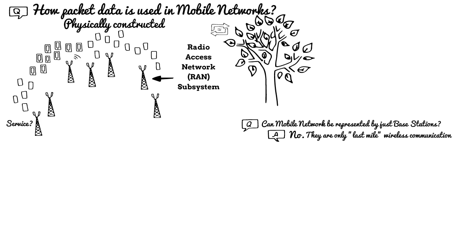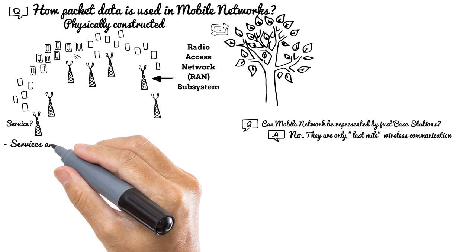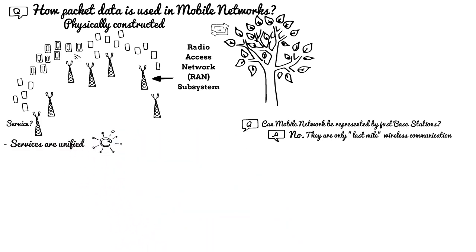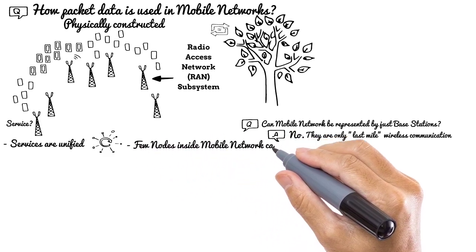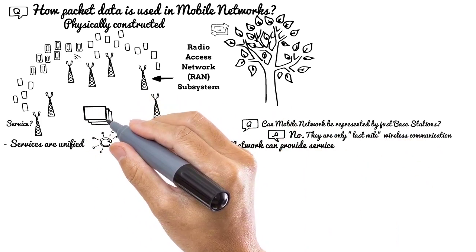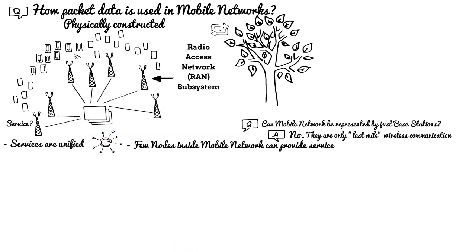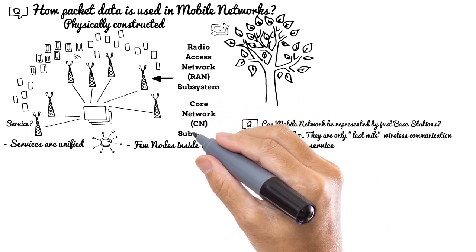Other mobile network nodes take care of handling services themselves. Services are usually unified through the whole network, meaning that wherever a customer travels, thousands of miles apart, but still under mobile network coverage, the same service, like packet data transmission, can still be provided to him. Since services are unified, just a few nodes inside the mobile network, directly or indirectly connected to lots of base stations, can provide such services. Most of such centralized nodes are part of the so-called mobile core network subsystem.